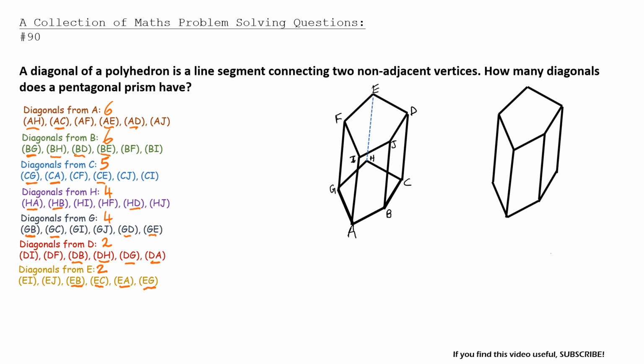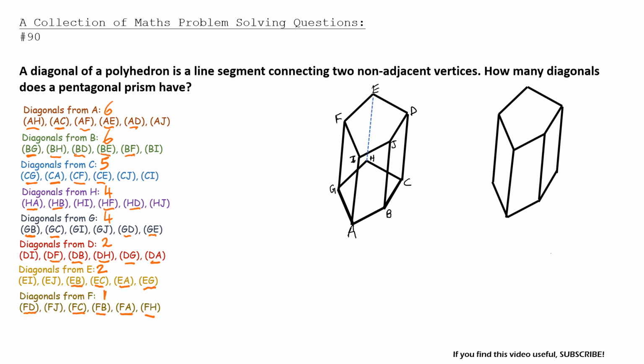And from E, the same thing applies. We have to delete EB because EB has been counted before, as you see here with B and E. EC has been counted before as CE, EA has been counted before as AE, and EG has been counted before as GE. That is why we don't count these again.